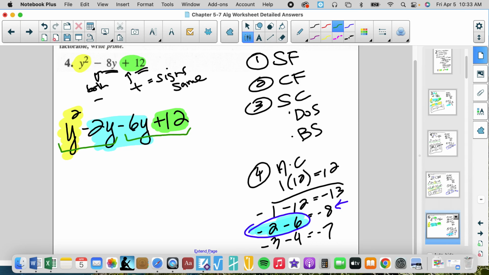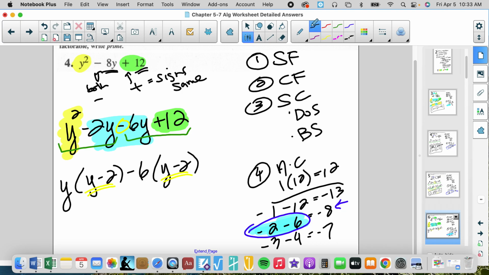Let's look at the first two. Now we're going to factor by grouping. Y squared minus 2y, we can take out a common y. That leaves us with y minus 2. You have negative 6y plus 12. Since my first term is negative, I have to factor out a negative, and I can factor out a negative 6, which gives me y minus 2. I know that I did it correctly because both of my parentheses are the same. So let's take out that y minus 2 and we get y minus 6.